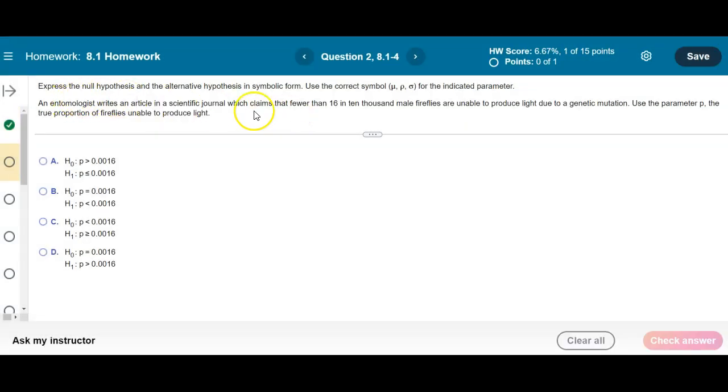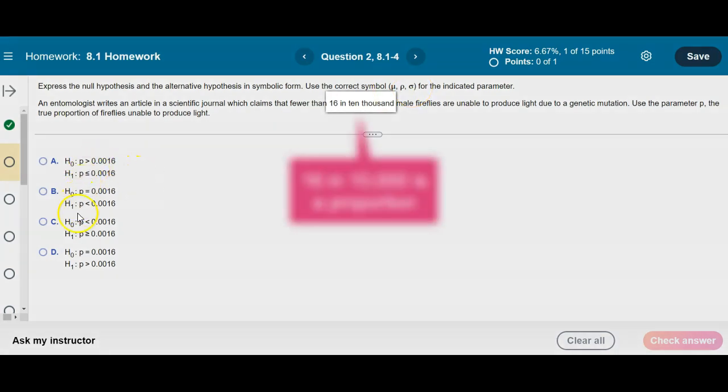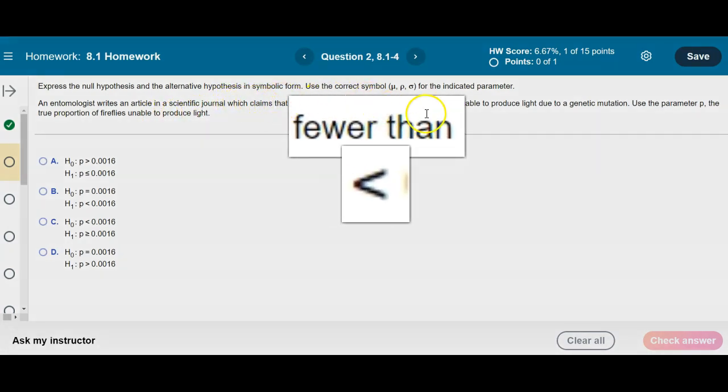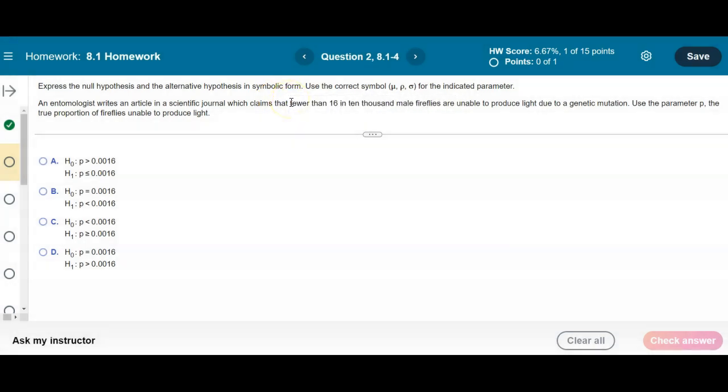All right, reading through this one, again, we've got to get our parameter correct. We've got a mean, proportion, and a standard deviation. So you can see down here we have proportion, so it's going to be proportion right here. Alright, and it says use the parameter P. It tells us the true proportion of fireflies unable to produce light. Alright, it claims that fewer than 6 in 10,000. Once again, we have a direction implied. Fewer than. That's less than. That's the less than symbol.